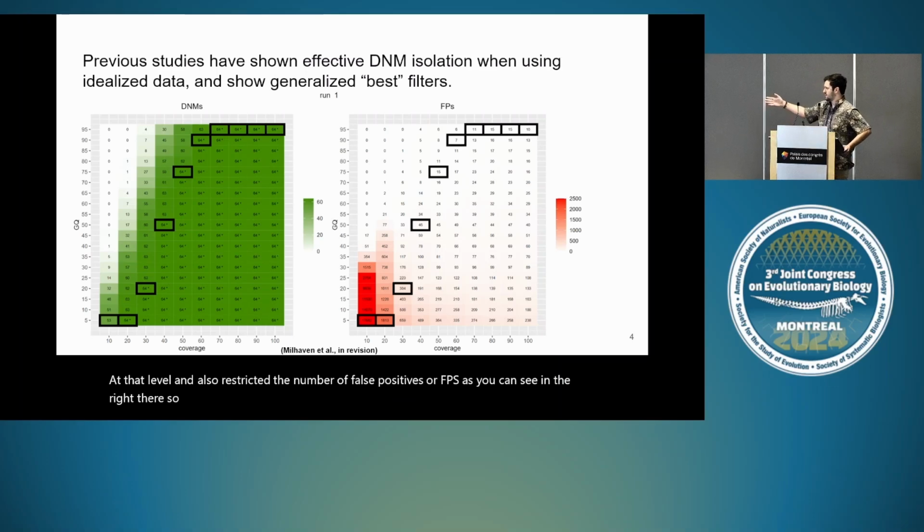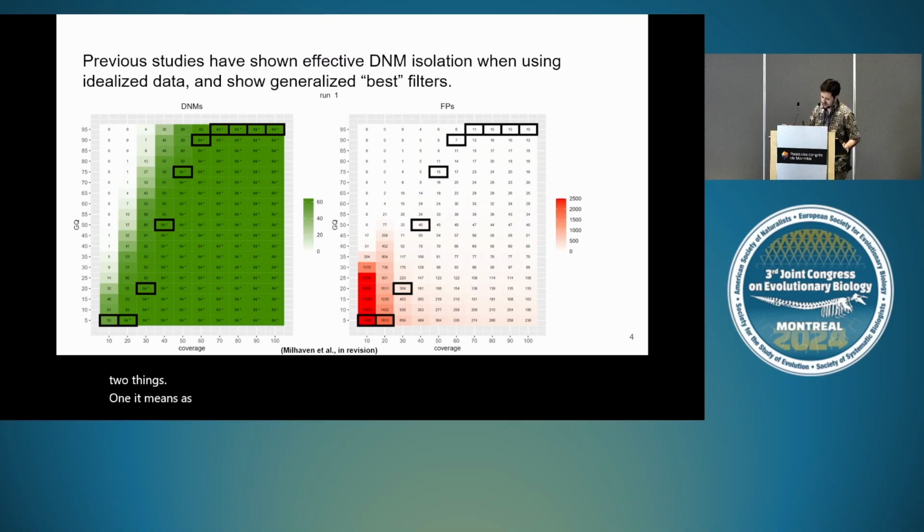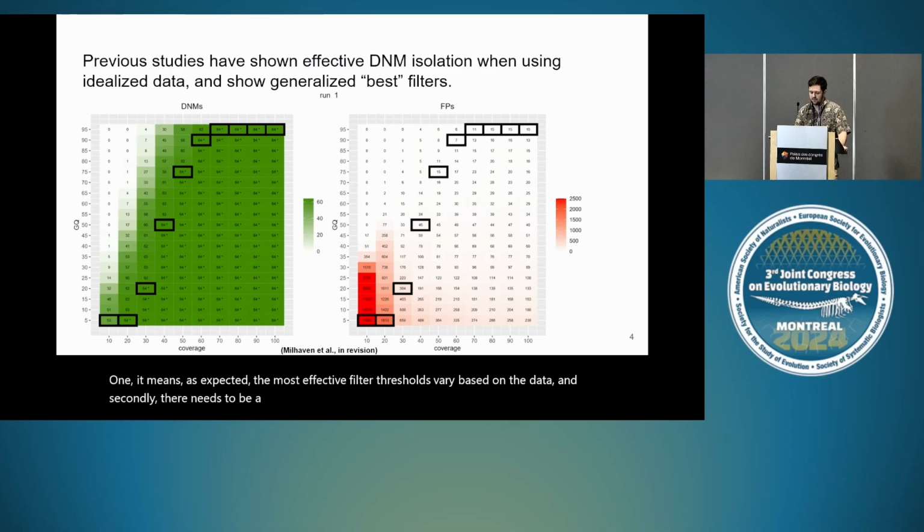What this shows here is, of course, as you'd expect with increasing data quality, you get better results, but the best recommended filter thresholds are, of course, different. And also the differences in data quality across these different studies point to 2 things. One, it means that, as expected, the most effective filter thresholds vary based on the data. And secondly, there needs to be a standard way to properly compare mutation rate studies and base filter thresholds on something.